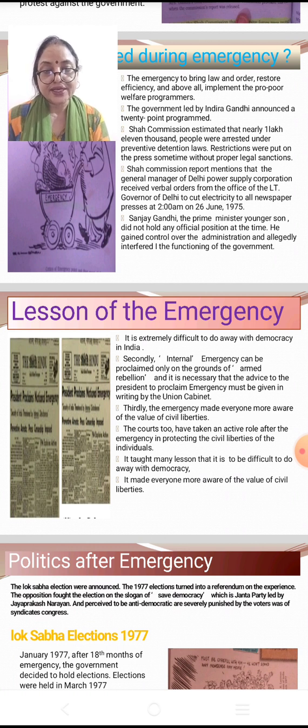It taught many lessons, that it is difficult to do away with democracy. It made everyone more aware of the value of civil liberties. Now the people understood the importance of fundamental rights and the value of freedom in the life of the public.